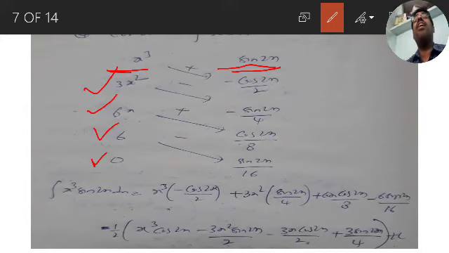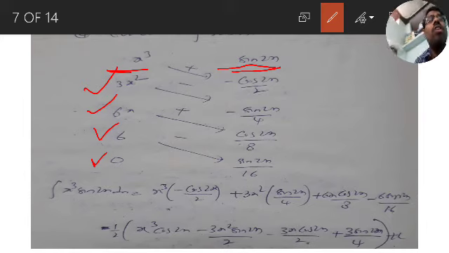What about sin ax integration? Sin ax integration is minus cos ax by a. So divide by the x coefficient, that's it. Sin x is minus cos x. Sin ax is minus cos ax by a, divide by the x coefficient. So sin 2x integration is minus cos 2x by 2.